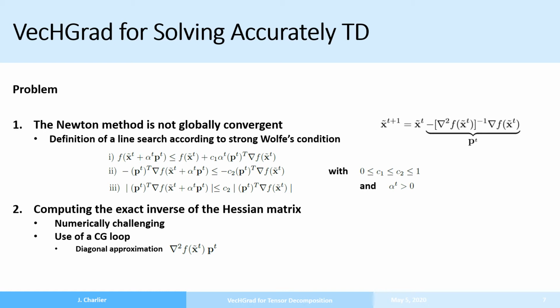Once the method is globally convergent, you have a second difficulty, which is that the Newton method requires computing the exact inverse of the Hessian matrix. However, here we are dealing with tensors, so we have a very large dataset, so it's numerically challenging. And so a way of bypassing this complexity is to use a conjugate gradient loop to approximate the exact inverse of the Hessian matrix. And we approximate it with a diagonal approximation in our algorithm.